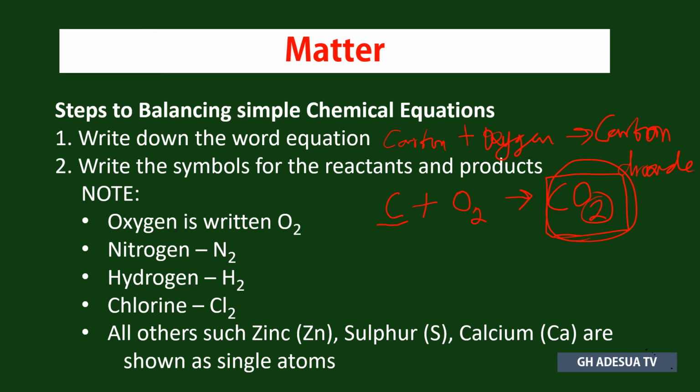Now in writing these reactants, whether it's supposed to be C2 or C or O2 or O, note these. Oxygen is written as O2, nitrogen is written as N2, hydrogen is written as H2, chlorine is written as Cl2. So bear these in mind. At least for A level, you need to know this. Then all others such as zinc, sulfur, calcium, potassium, sodium, they are all written without a subscript. So they are single atoms. So please bear that in mind.